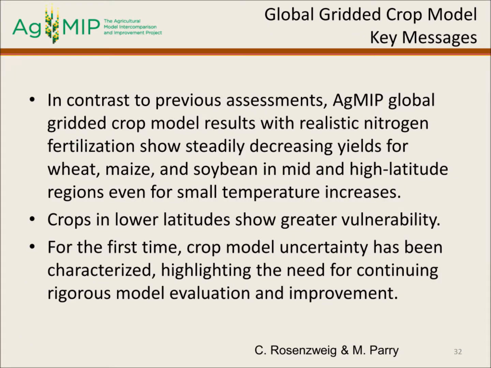So some of the key messages out of the global work: we found that, in contrast to previous assessments, the global gridded crop model results with realistic nitrogen fertilization show steadily decreasing yields. They don't show an increase in yield followed by a decrease. They show a steady decreasing yield for wheat and maize in the mid and high latitude regions, even for small and temporary increases. Crops at lower latitudes show greater vulnerability, and this is consistent with some of the earlier assessments that have been done on productivity.